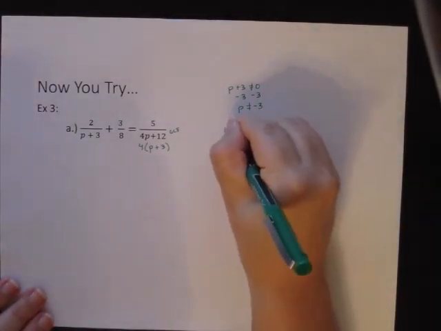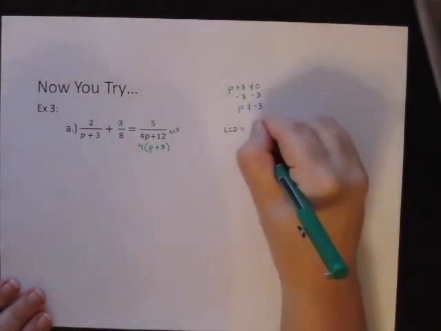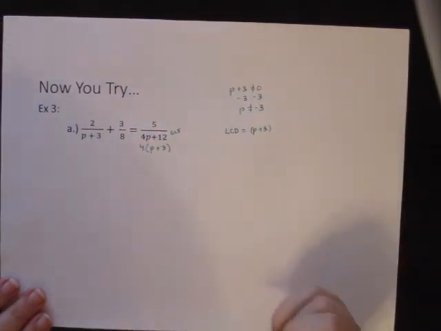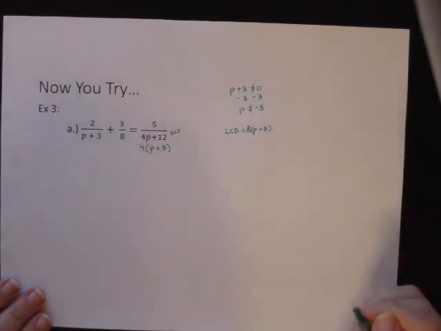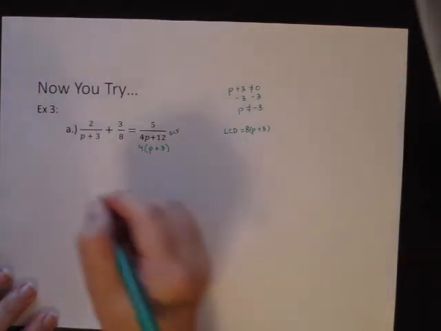Step 2, you have to figure out what our LCD is. Okay, so I definitely have the p plus 3 in there, but now I've got a 4 and I've got an 8. So my LCD of 4 and 8 is going to be 8. Okay, so I take my LCD and I multiply it by each term.